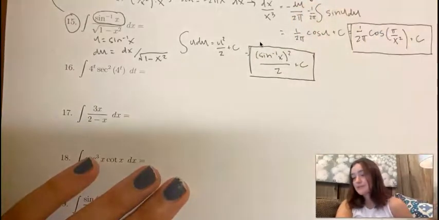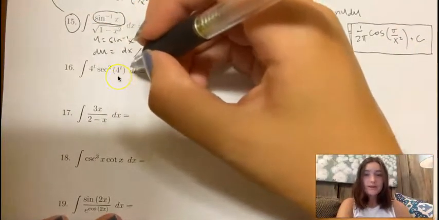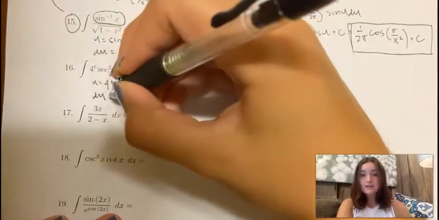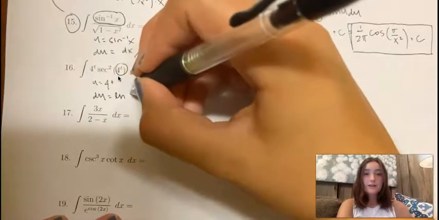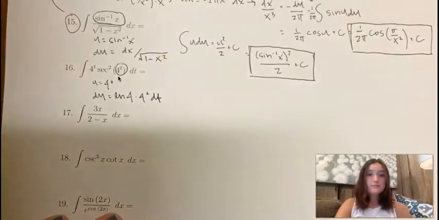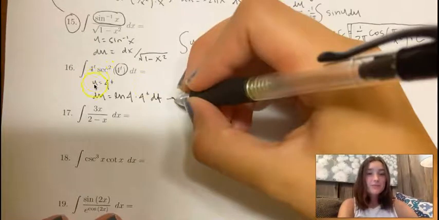Okay, number 16 is another one where it looks a little bit tricky to choose our u, but again, if you see parentheses, that's a big hint that you've got a u. So we're going to take that 4 to the t and use that as our u. The derivative of that is a trickier derivative. So like I was saying, that u is 4 to the t, and the derivative of a to the x is going to be ln of a times a to the x. So there's our derivative.